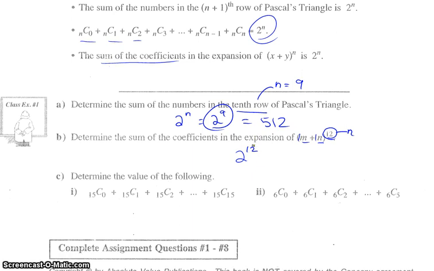Determine the value of 15 choose 0 plus 15 choose 1, and so on. So again, that's a row in Pascal's triangle, those combinations. Our n value is 15. We're going from 0, 1, 2, 3, all the way to 15. So this should add up to 2 to the 15. You guys kind of get the idea, right? Okay, so try what you think this next one would be.